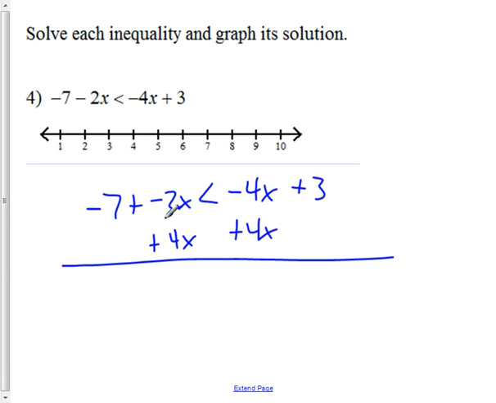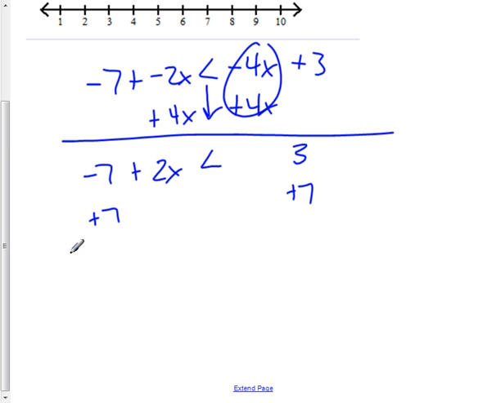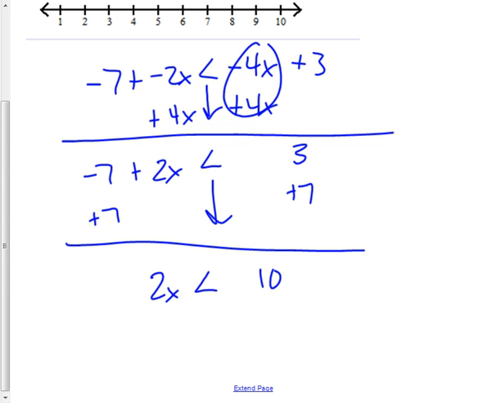Okay, you have your line. Since we're just adding or subtracting, the symbol stays the same, so I'm just going to have that less than symbol. So negative 7 plus 2x, because negative 2, I owe 2 and I have 4, so I have 2. And then this is going to be 0, and I'm going to have 3 over here. Now let's add 7 to both sides to get rid of that constant. So I'm going to have 2x. Now remember, we're just adding and subtracting, so the inequality comes straight down. We don't change it. 2x is less than, we're going to end up with 10.